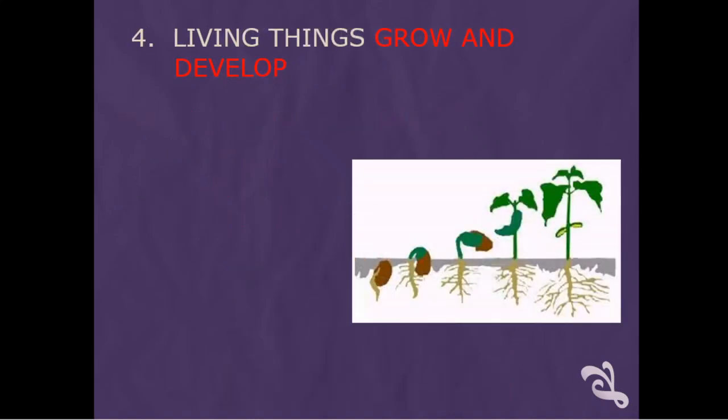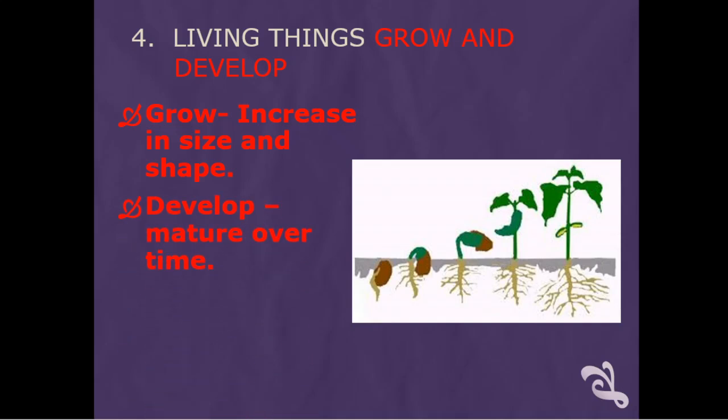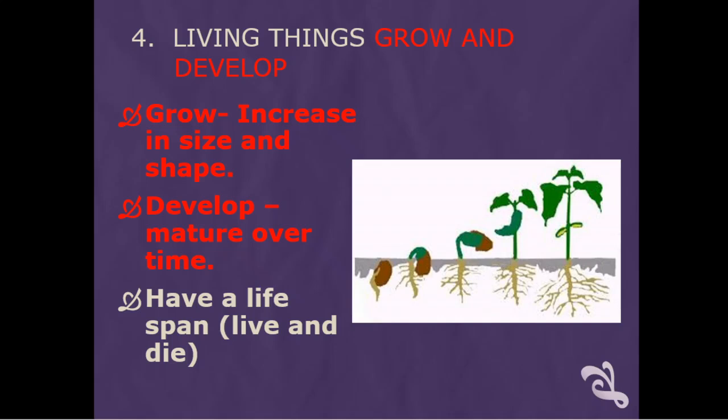Living things grow and develop. So living things do not just stay the size they are. Just like you are not the size you were when you were born. You are not the size you were when you were conceived. A plant does not stay the same size. Living things will grow and develop. So they grow, which means increase in size and shape, and develop, they will mature over time, just like you are maturing over time every day.